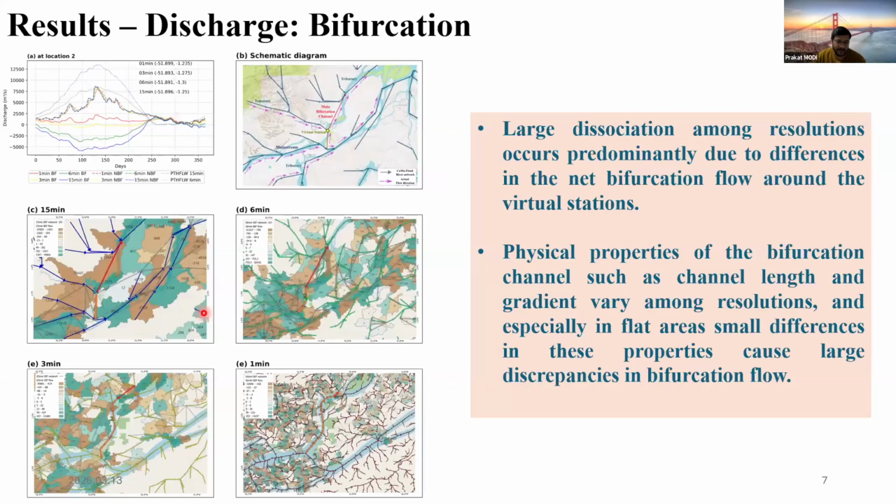First, large dissociation in discharge mainly occurs due to the river bifurcation scheme. Due to the various resolutions, the physical properties of these bifurcation channels, such as channel length or gradient, are different. Because of this, the bifurcation flow is different at different resolutions. Here we can see that when we run the simulations without bifurcation, we get almost the same discharge at the virtual stations. But when we activated the bifurcation scheme, we got different total discharge.